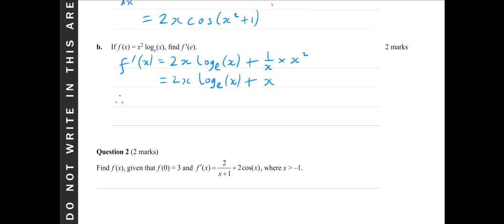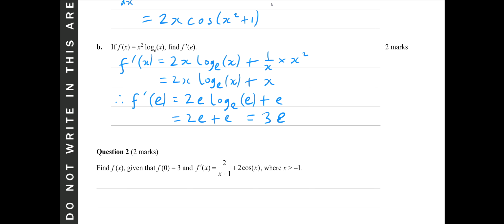Therefore, the derivative at e, f dash of e, is equal to 2e log e of e plus e, just substituting x equals e. We know that log e of e is equal to 1, so that's the same as 2e plus e, and that is simply equal to 3e. So there you go, 1 mark for the derivative, and then 1 mark for the numerical answer of 3e.